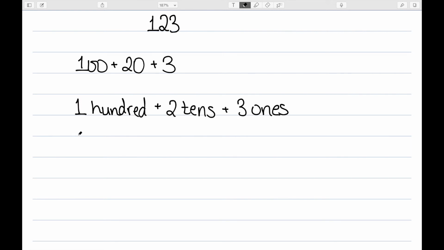Let's consider the number 123. There are a few different ways we can expand this. We could think of it as 100 plus 20 plus 3, since there's a 1 in the 100's place, the 2 in the 10's place, and the 3 in the 1's place. We could expand it as 100 plus 2 tens plus 3 ones. Or 1 times 100, since there's a 1 in the 100's place, 2 times 10, since there's a 2 in the 10's place, plus 3 times 1, since there's a 3 in the 1's place.